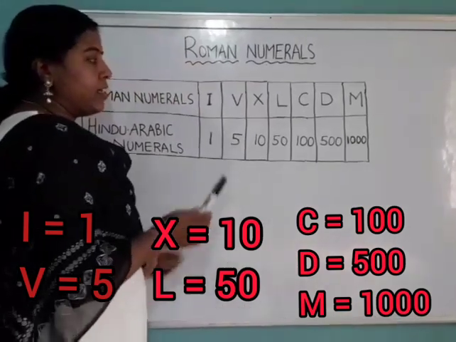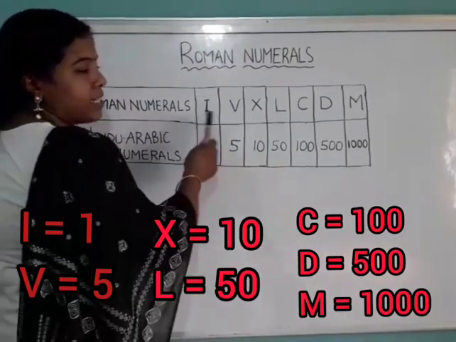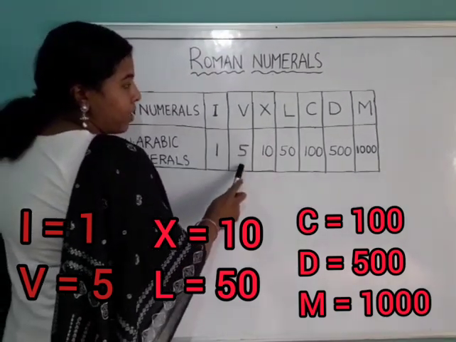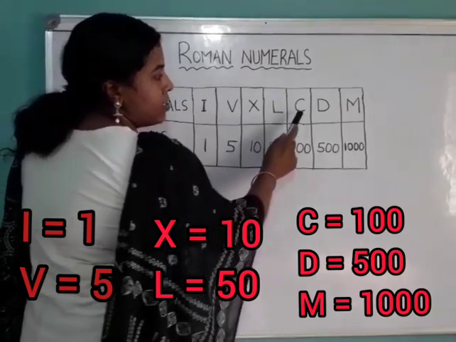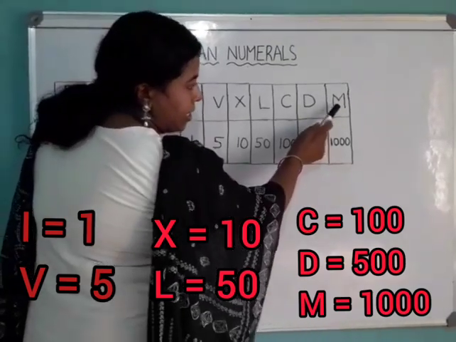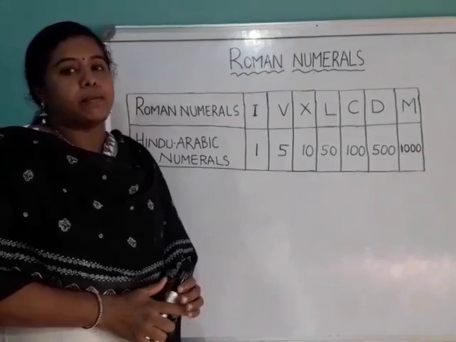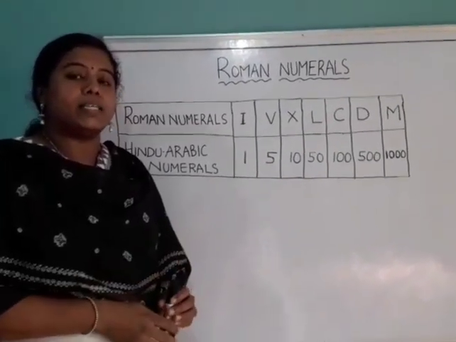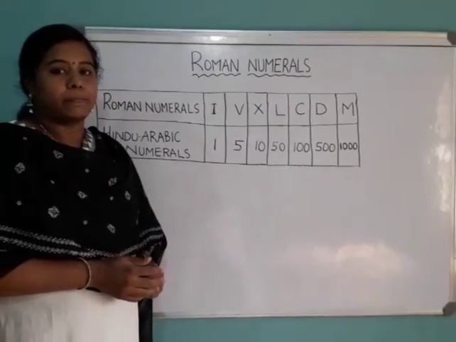I repeat, they used 7 symbols to make the Roman numerals. These are the 7 symbols: I for 1, V for 5, X for 10, L for 50, C for 100, D for 500 and M for 1000. They combine the symbols and make the numbers. They followed some rules while combining the symbols. Let's see what rules they used to combine.